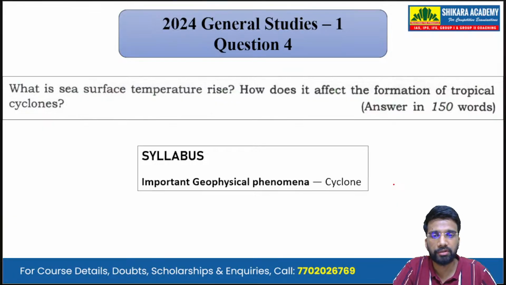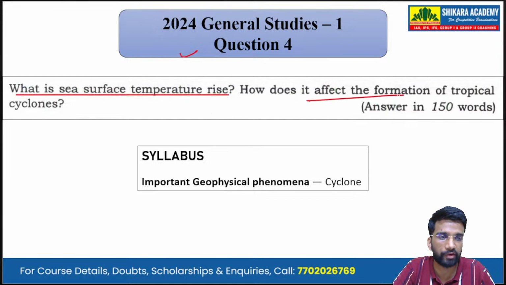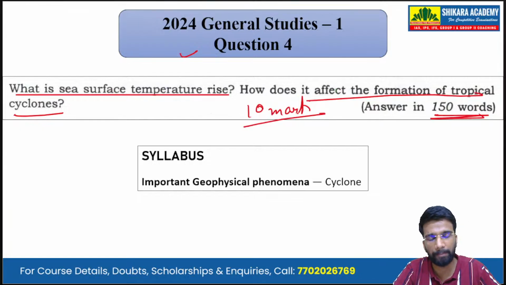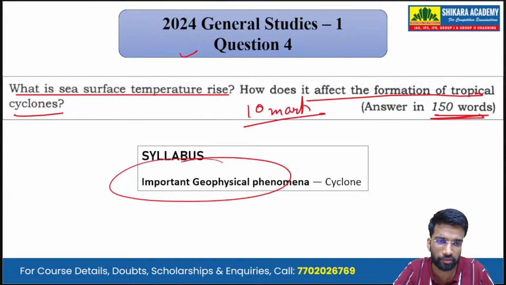Then moving on to the next question, question 4. What is sea surface temperature rise? How does it affect the formation of tropical cyclones? This is a 10-mark question that has to be answered in 150 words. Now mapping it with the syllabus, it has been asked from the subject of geography. It is about important geophysical phenomena, and it is talking about cyclones.